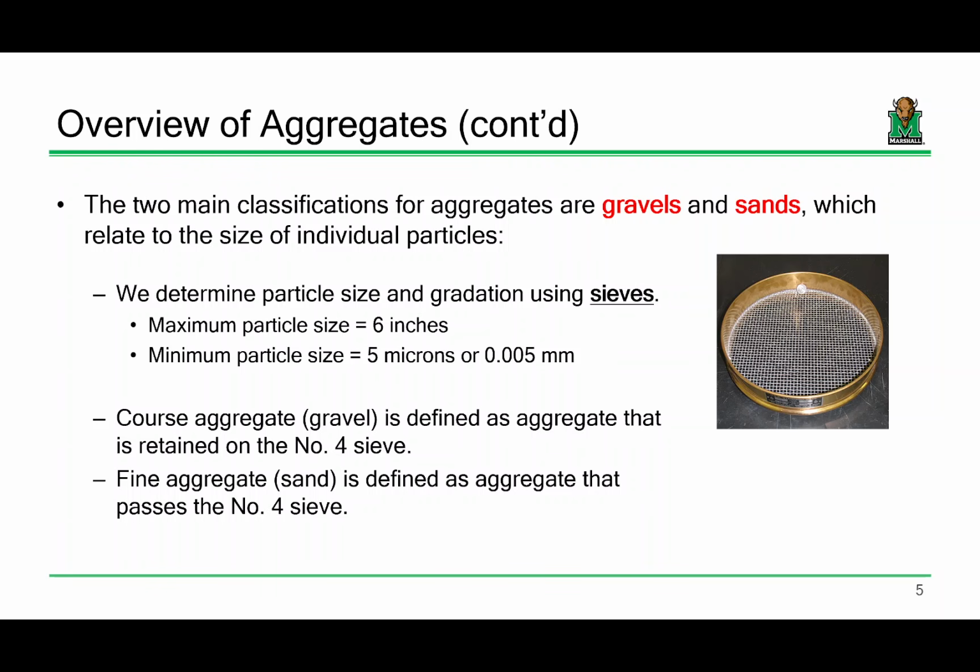Okay. All right. Now, one set of terms that is entirely proper to use in a civil engineering context is the terms gravel and sand. Okay. So those are really the two main classes of aggregates, whether we're dealing with a gravel or whether we're dealing with a sand.